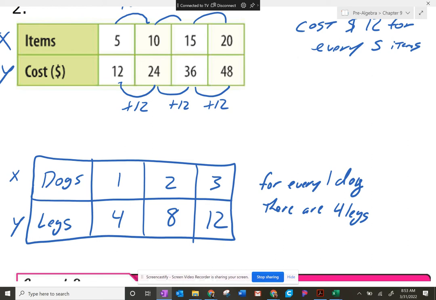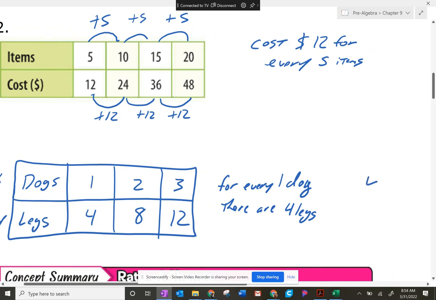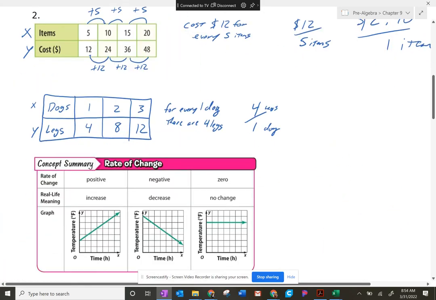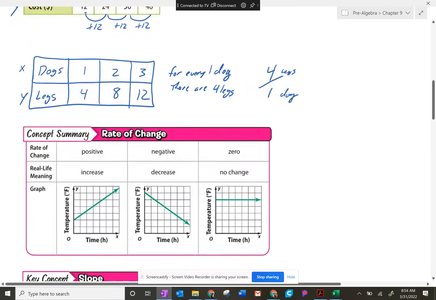Okay. From what I saw and judging by the head nods I had, my rate of change for this one is that it's going to be 4 over 1 or 4 legs per dog. Okay? There is a reason I did it in this order. For everything we're going to do, that Y value needs to be on top, that X value is going to be on the bottom. This will be kind of the last part I'm going to show you before I give you the assignment for today.